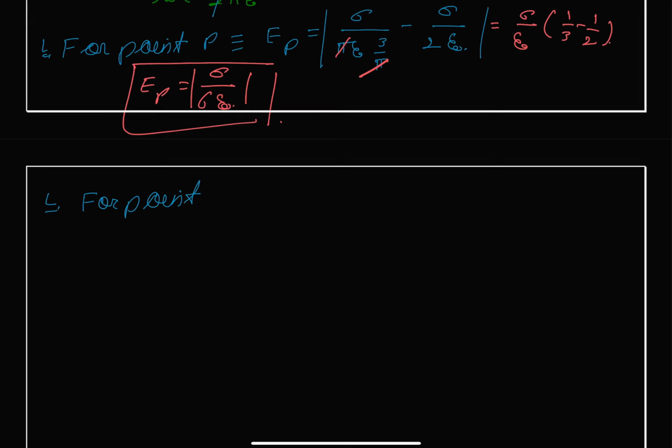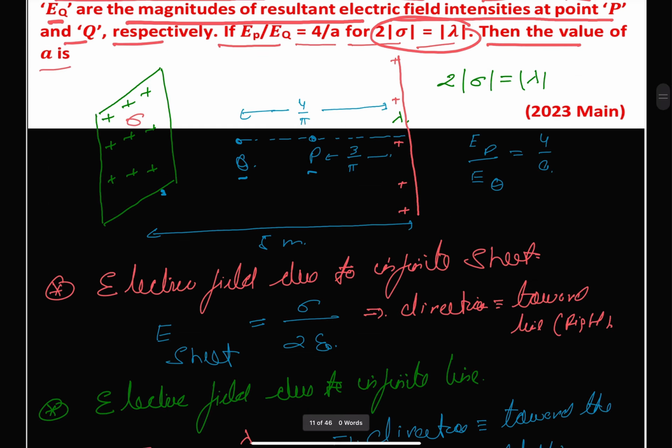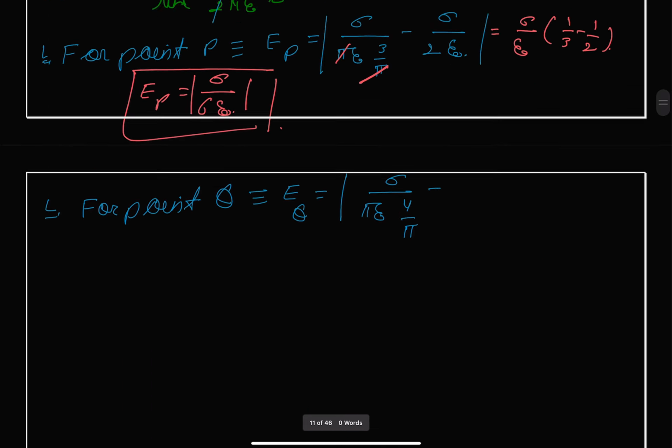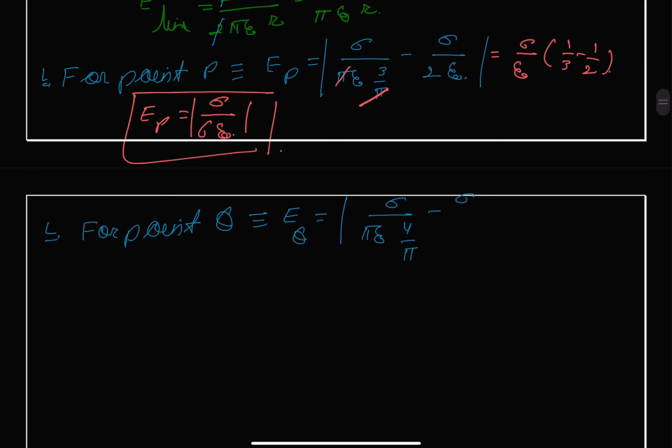For point Q, our EQ will be equal to, because of the line, sigma upon pi epsilon naught, and distance is given as 4 upon pi, minus, for the sheet it will be same, sigma upon 2 epsilon naught.